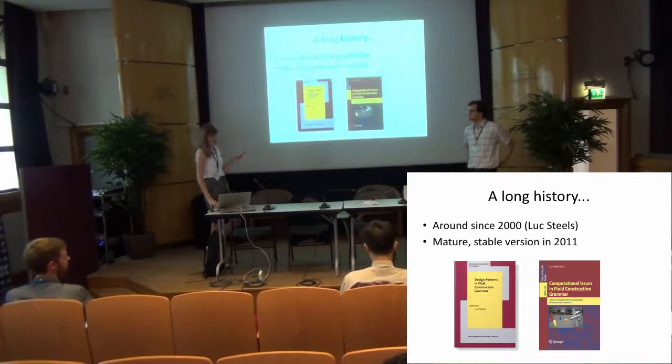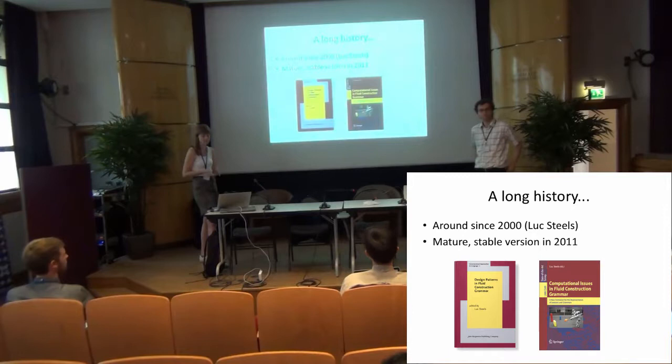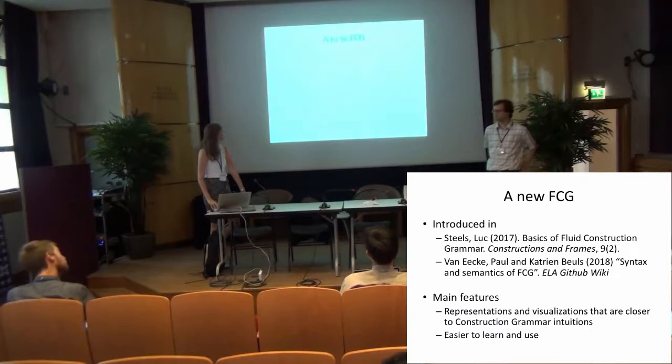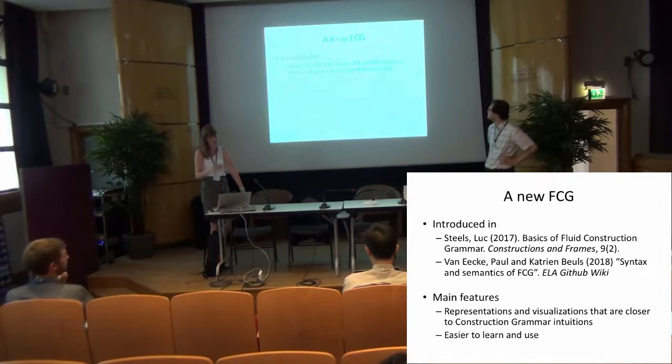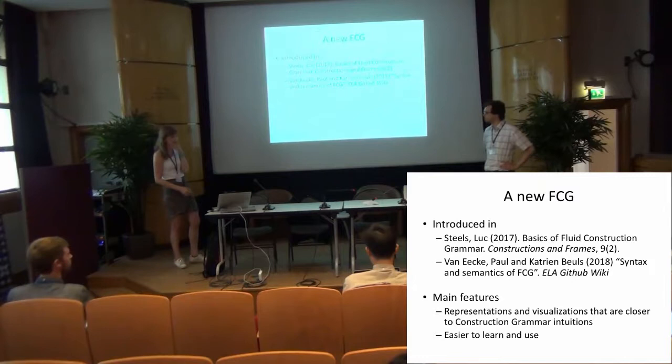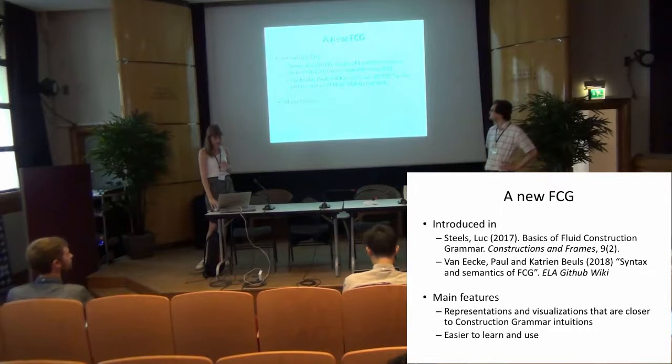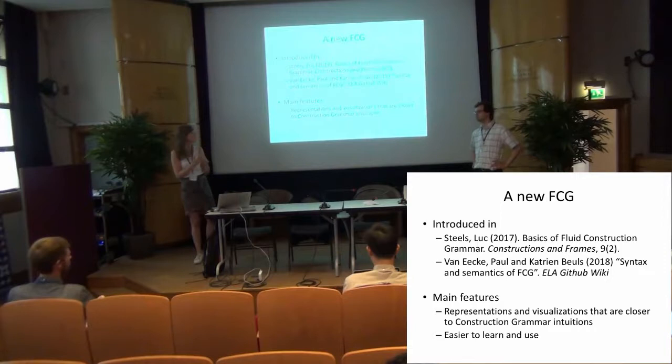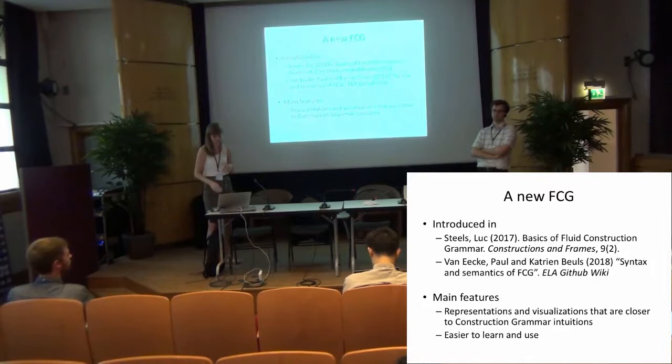But as it goes with books, we then started giving tutorials like this one, and we noticed it's actually very difficult to learn FCG. So we came up with a new FCG, which was introduced last December in the last issue of Constructions and Frames. We also wrote a long article on our GitHub wiki on the syntax and semantics to explain the basic principles. The main features of this new FCG are new representations, a new way to write down your construction, which is more compact and hides certain things that you don't have to know, so it's more intuitive. It's closer to your intuitions about construction grammar generally. Also new user interfaces and visualizations, and it's easier to learn and use.